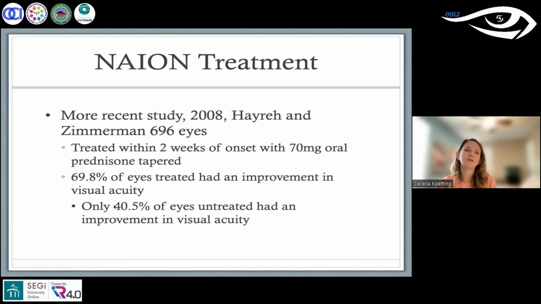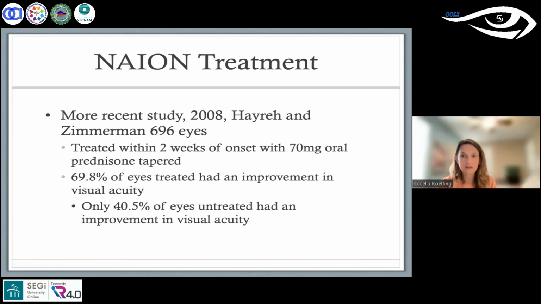They were given 70 milligrams of oral prednisone that was tapered over 1 month. They found that 69.8% of the eyes who were treated had an improvement in their visual acuity, and only 40% of those untreated had an improvement. So you got about a 30% increase potential of improvement in visual acuity when given. So if it's not going to hurt anything, then why not?